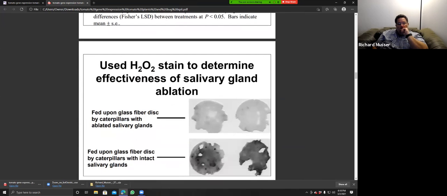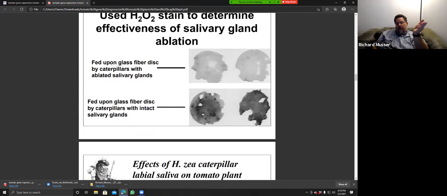It also shows up here, where we have glass fiber discs that have been fed on with and without salivary glands. You can see that the brown staining is much heavier when feeding on glass fiber discs with intact salivary glands.